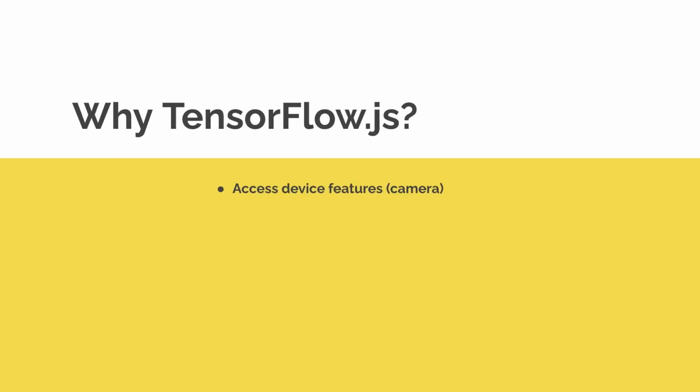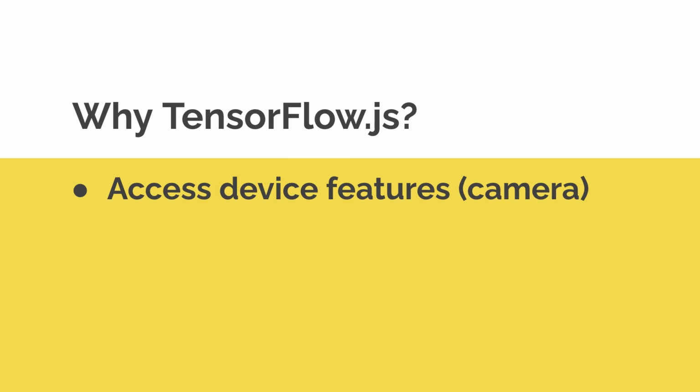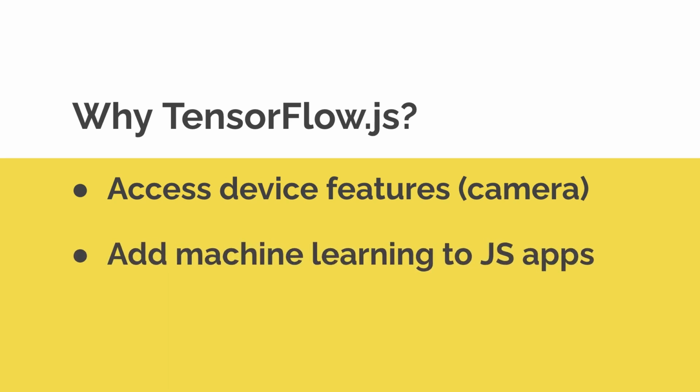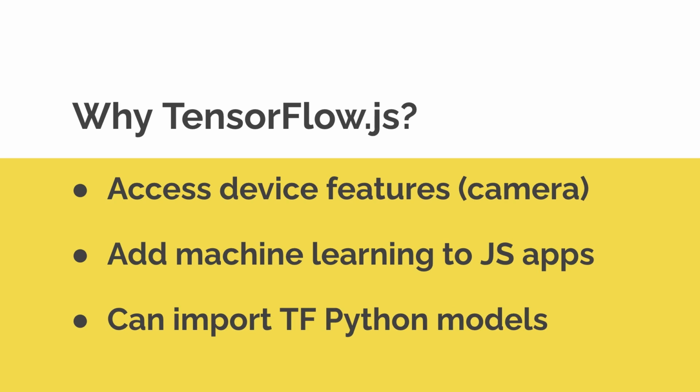Why do we use TensorFlow Js? Well, TensorFlow Js allows us to access device features like the camera, the microphone in our machine learning projects. That means we can make machine learning projects taking in data from a webcam, from a microphone. As well, TensorFlow Js allows us to add machine learning into JavaScript apps. You can put machine learning into Vue, into React, or into any website you make, or web app for that matter. And with TensorFlow Js, you can also import TensorFlow Python models. So you're not limited to only JavaScript models. You could make models in Python, or you can find models that have been made in Python, and you can use them with TensorFlow Js.